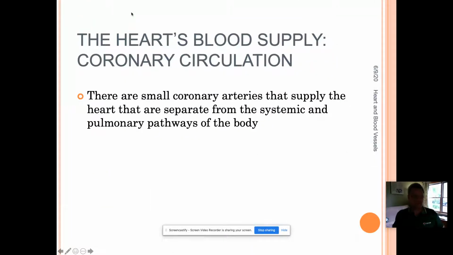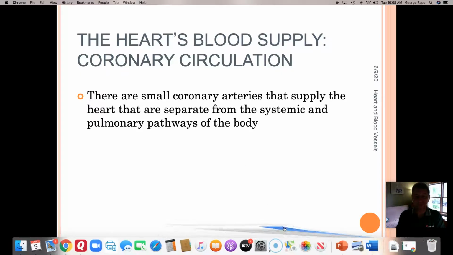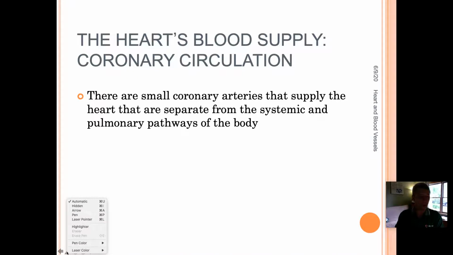Okay, so good morning, and this is the third of three videos on the heart and blood vessels. And so today, in this video, we are going to talk a little bit about some of the special areas of the circulatory system. We're going to begin with what's called the coronary circulation.